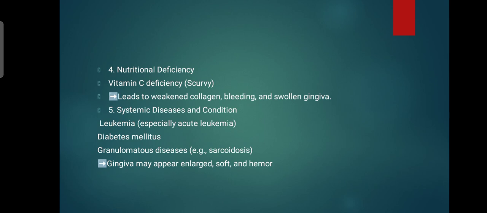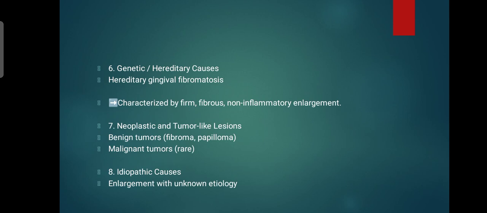Now, some systemic diseases and conditions can also result in gingival hyperplasia, such as leukemia, especially acute leukemia, diabetes mellitus, and sarcoidosis, which is a granulomatous disease. In this condition, gingiva may appear enlarged, soft, and it can bleed. Now, there are genetic and hereditary causes of gingival hyperplasia, which is known as hereditary gingival fibromatosis. It is characterized by firm, fibrous and non-inflammatory enlargement of gingiva.